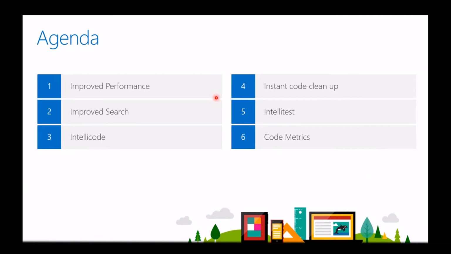This is the agenda of topics that I'm going to cover today: improved performance, as there are more performance improvements in the newer version; improved search, formerly called Quick Launch; IntelliCode, an AI-assisted feature; instant code cleanup, or single-click code cleanup; IntelliTest, a testing feature; and code metrics, an overall health indicator. We'll break down each topic.